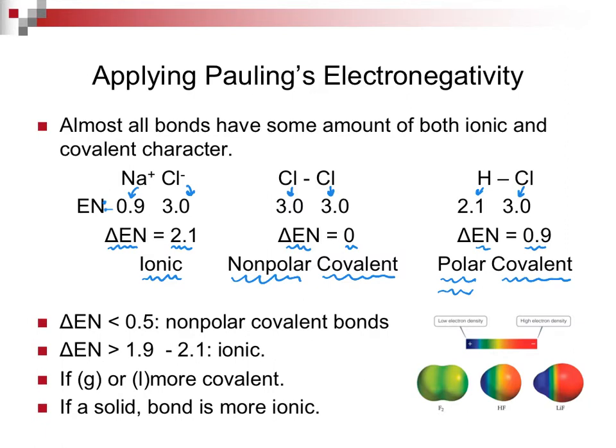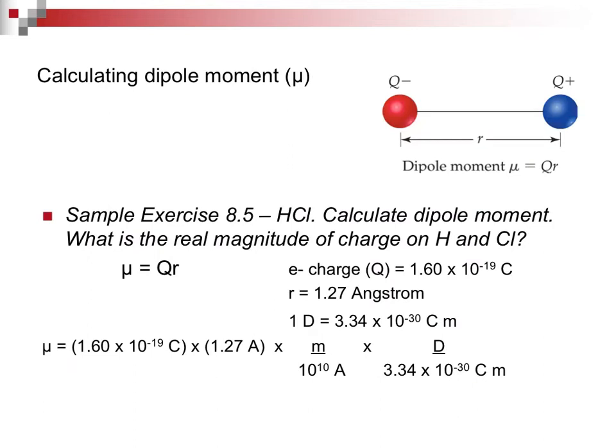And that's essentially what it says in the bullets below. Notice, if it's a gas or a liquid, it's probably going to be more covalent. And if it's a solid, the bond is more ionic. So think about this. Sodium chloride, the solid. Think of something like water, a liquid at room temperature. It's going to be covalent. And they've had artists take a look at colors to help us see low and high electron densities.